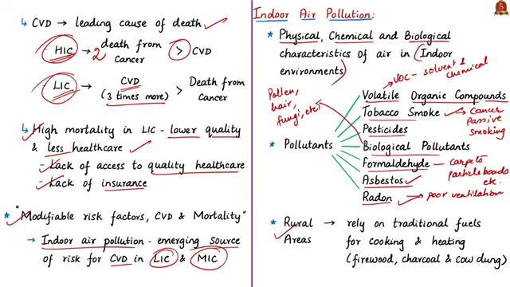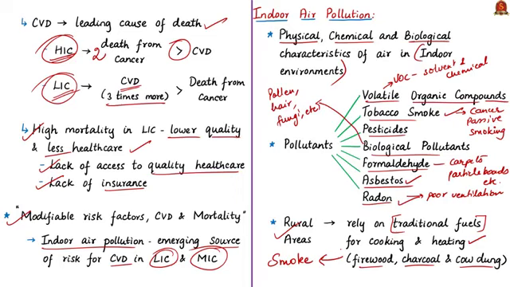This is because in a rural area, people still continue to rely on traditional fuels such as firewood, charcoal and cow dung for cooking and heating. And the burning of such fuels produces large amounts of smoke and other air pollutants in the confined space of the home, which results in high exposure.